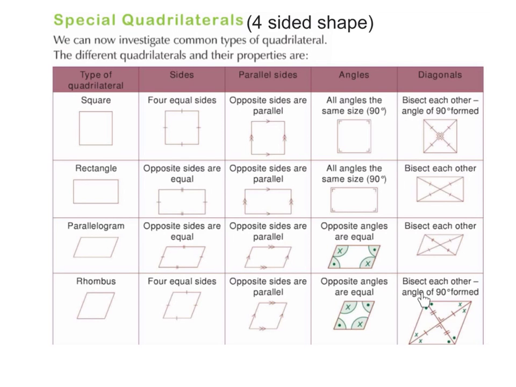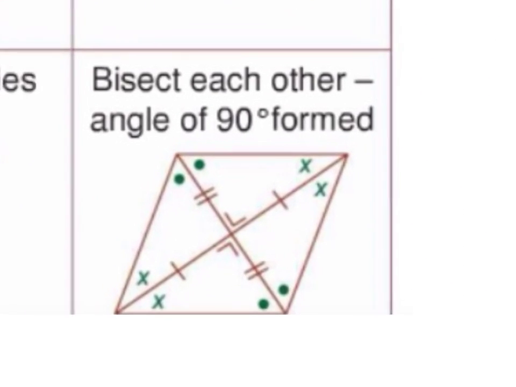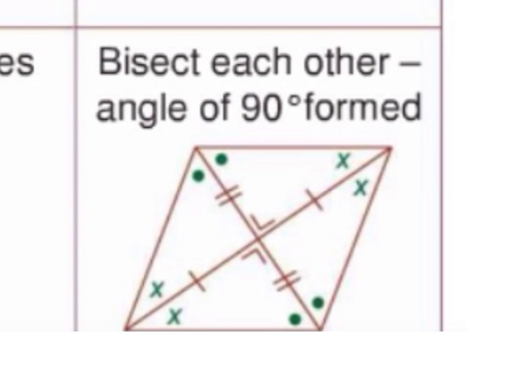Now let's look closely at our diagonals. So the diagonals bisect each other, and the angle of 90 degrees is formed. So there's a lot that needs to be learned for a rhombus. So the diagonals bisect each other, so this length here is the same as this length here. So if that's 5 centimeters, then this is also 5 centimeters. However, these are not the same length as these two. So if this is 10 centimeters, then this is also 10 centimeters, but these two are not, etc.